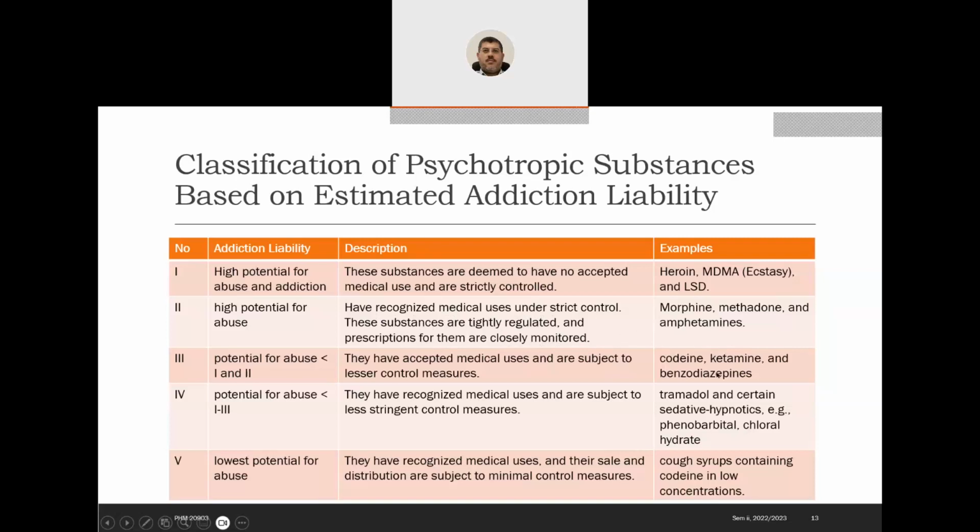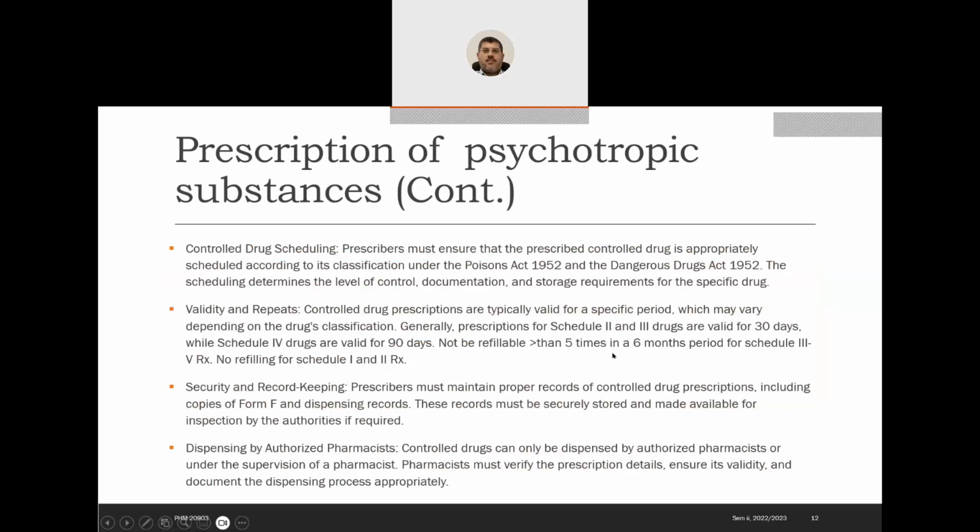Okay? The more you go down, Schedule 3 will have codeine. Codeine has less addiction liability compared to morphine, pethidine, fentanyl, and the other members of the family. It contains ketamine also, used in anesthesia, and benzodiazepines. Schedule 4 has tramadol and certain sedative hypnotics that are less hypnotic compared to benzodiazepines, like phenobarbital and chloral hydrate. Schedule 5 is the last, which contains cough syrups containing codeine in low concentrations.